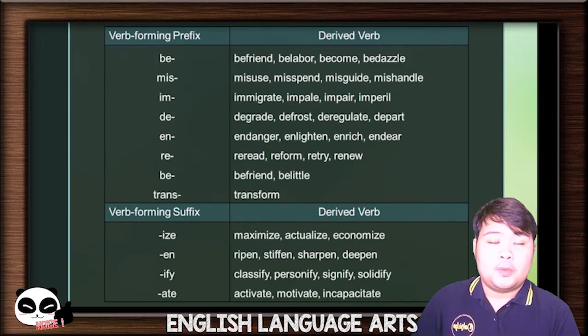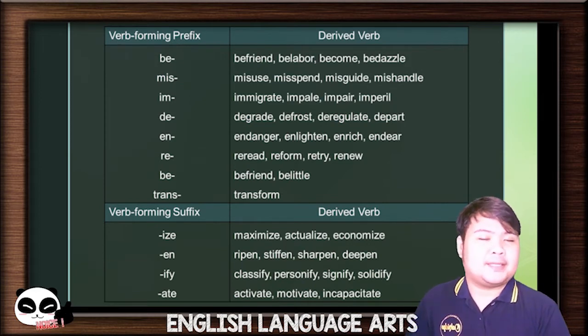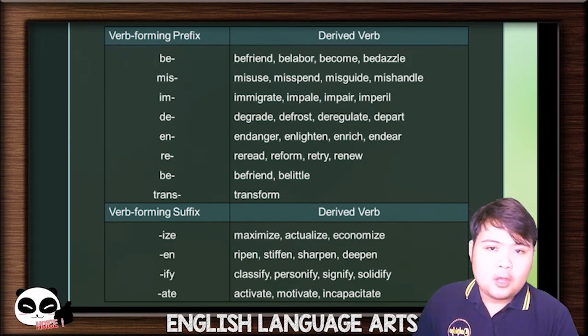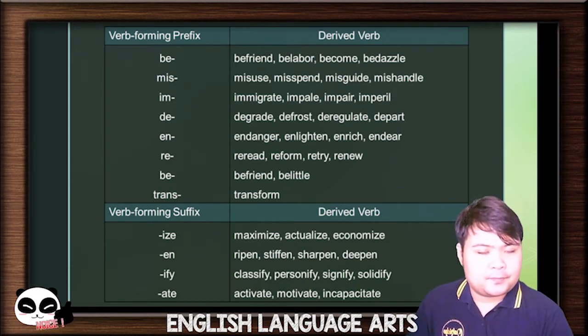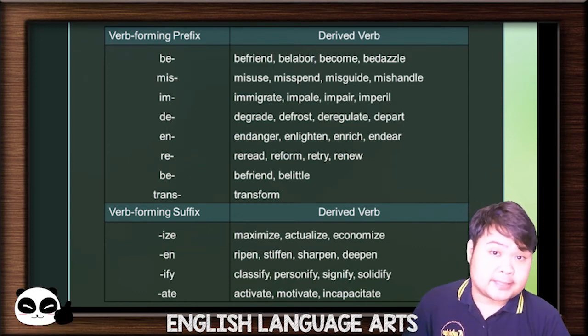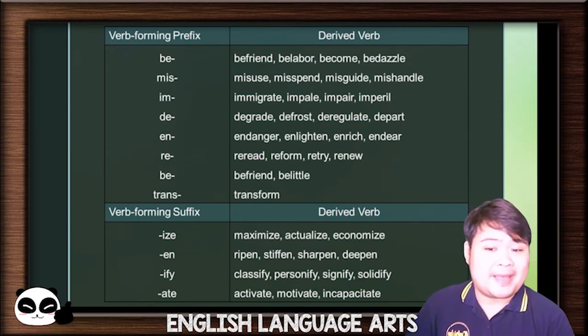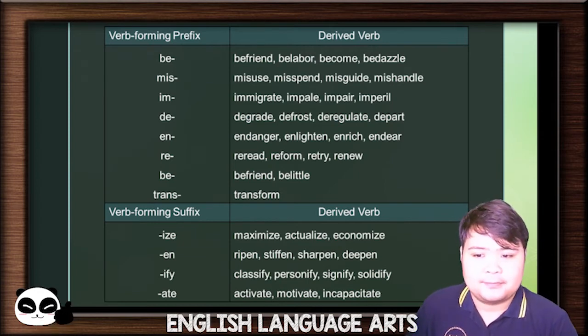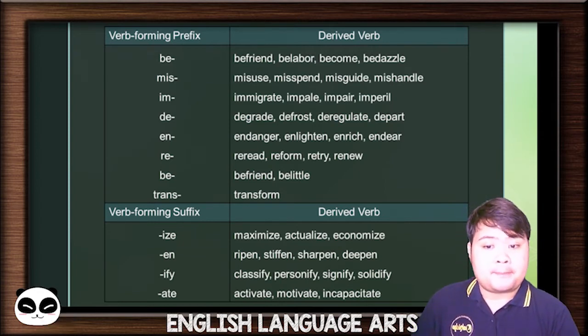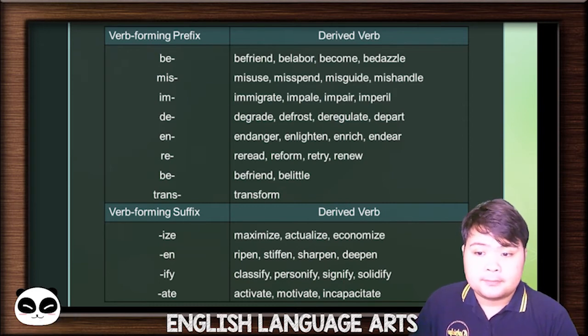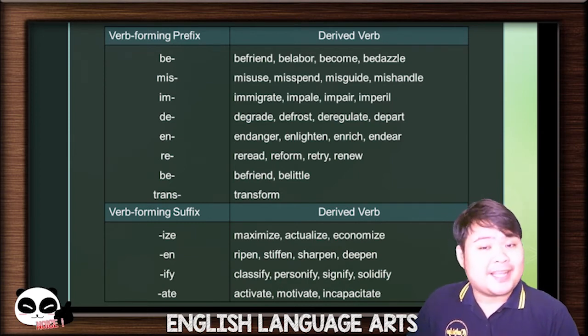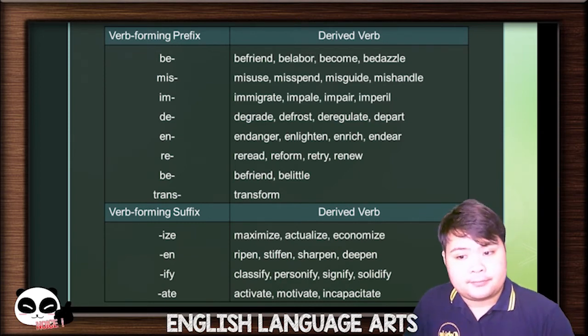Be, when you add it to a word, for example, friend. Friend is a noun. When you like to make friend a verb, you say befriend, belabor, bepuff, bedazzled. For mis, we have misuse, misspent, misguide, mishandle. Im: immigrate, impale, impair, imperil. De: degrade, defrost, deregulate, depart. And we have en: endanger, enlighten, enrich, endeared.